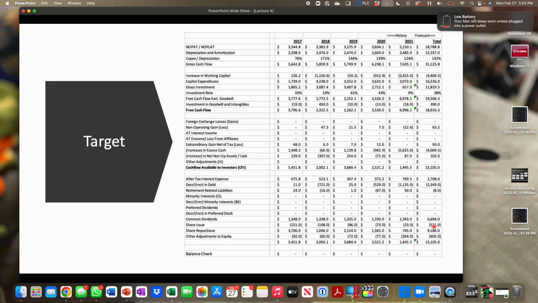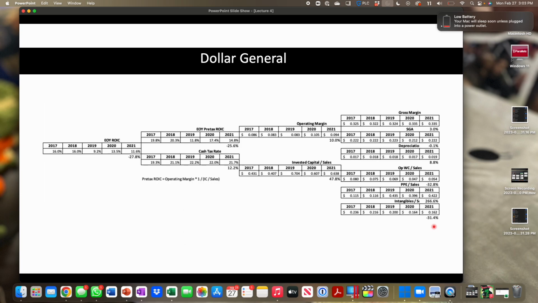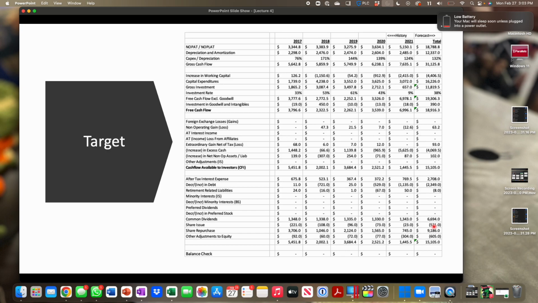So let's look at the CFI for Target. Okay, similar process. Free cash flow, $18.9 billion. How'd they get that? Over 5 years, $31.1 billion in gross cash flow from the income statement, $11.8 billion gross investment in CapEx and working capital back into the balance sheet, average reinvestment rate 38%. That gave them $19.3 billion of free cash flow before acquisitions. They spent about $390 million on some teeny tiny companies that they bought, leaving them with about $18.9 billion of operating free cash flow. Right?